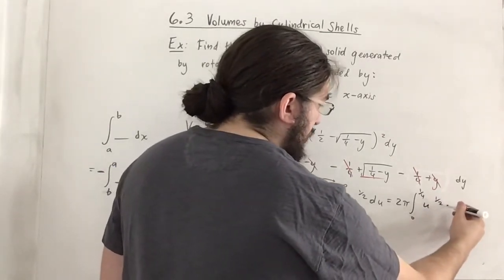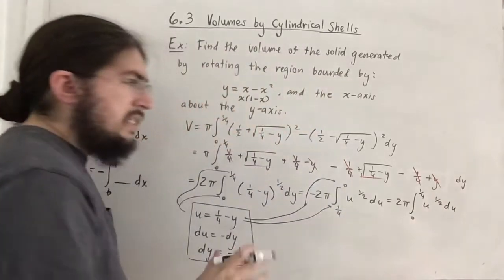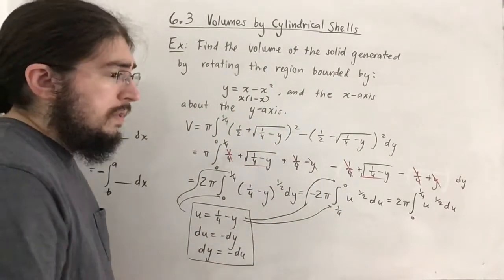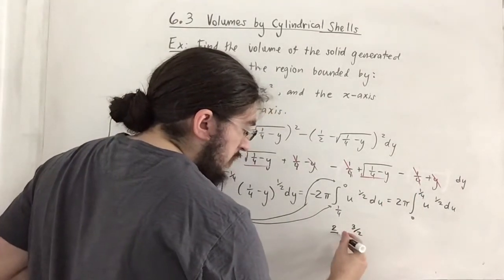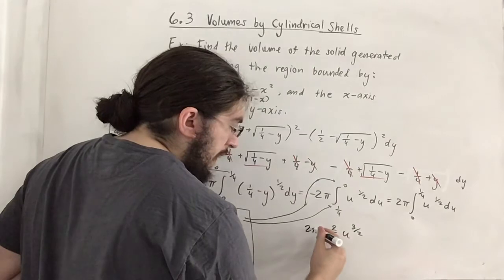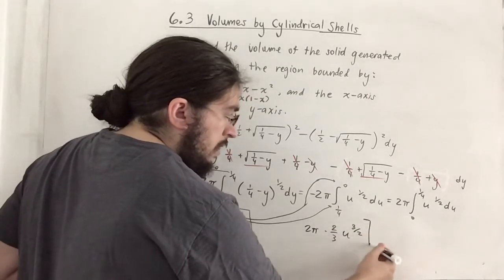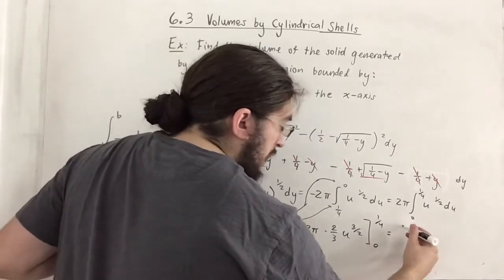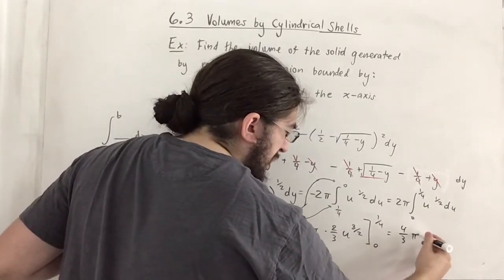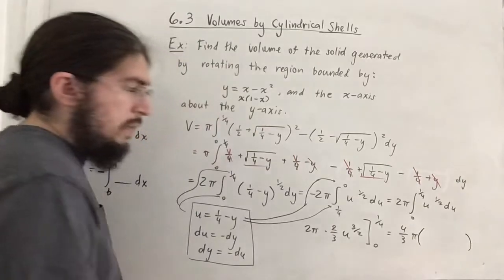So I hope that part makes sense. Now as far as the antiderivative goes, that part's super simple. It's going to be u to the 3/2 divided by 3/2, which is 2/3, multiplied by 2 pi. So altogether this is 4 over 3 pi, evaluated between 0 and 1/4. So we got 4 over 3 pi, and then we're actually going to do this evaluation in one shot here.